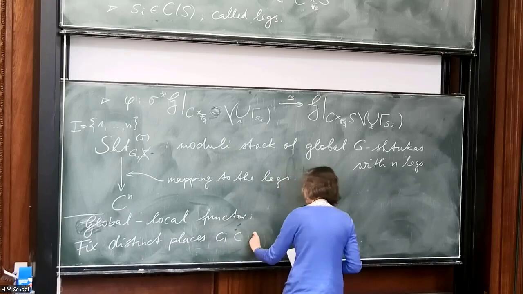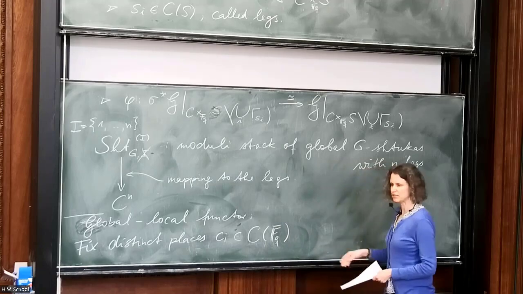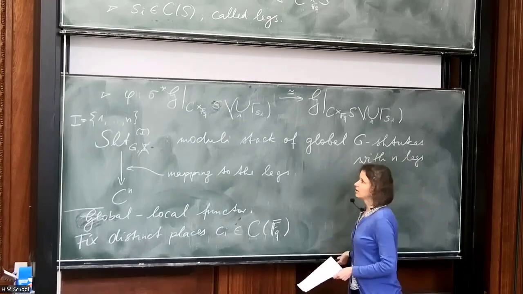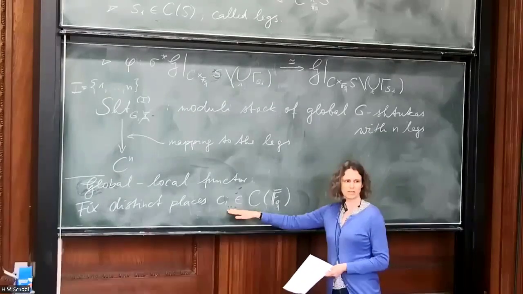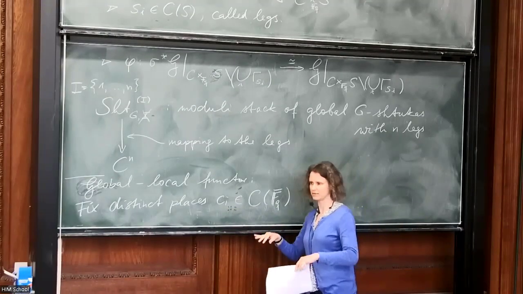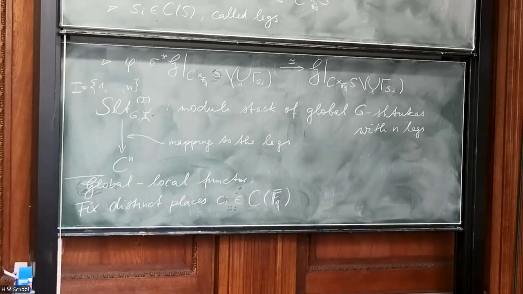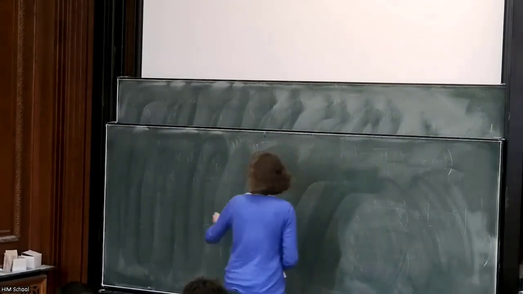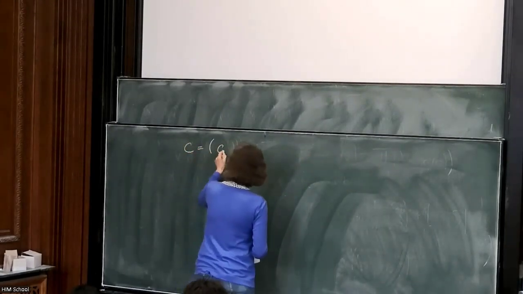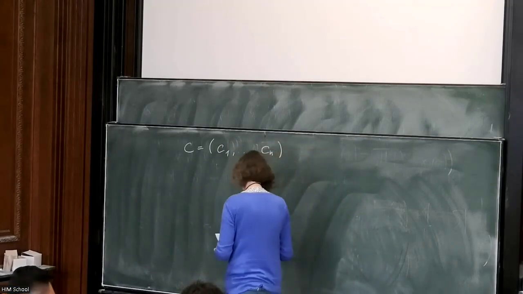Ci in C of FQ bar, and we will only consider global G Shtukas whose legs are in the formal neighborhoods of these particular places here. So in particular, they will be distinct. By C, I denote this tuple C1 to Cn. So this is fixed once and for all.